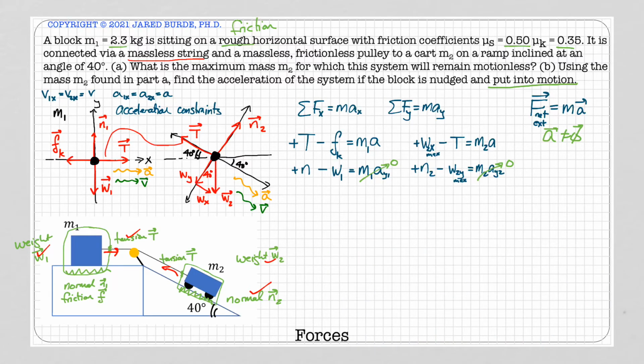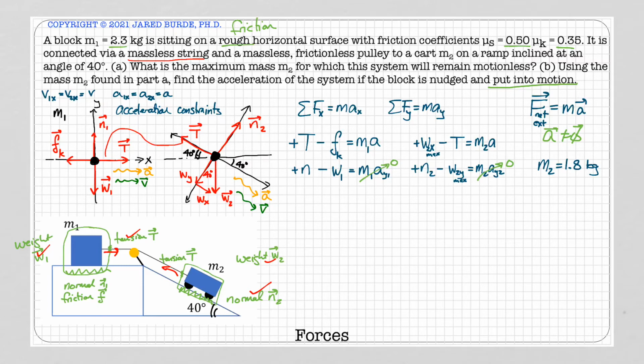So here we know M2 was 1.8 kilograms. That was what we found in the first part. We also know the mass of block 1, so we know the weight of block 1. We know the coefficient of friction, so we should be able to simplify the kinetic friction as well. What we're looking for here is the acceleration.